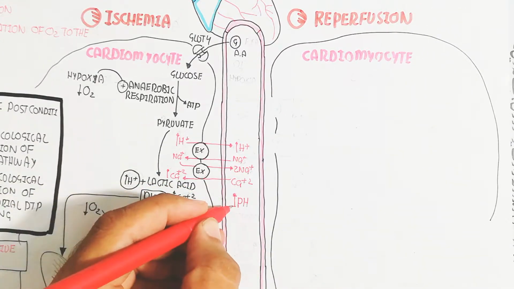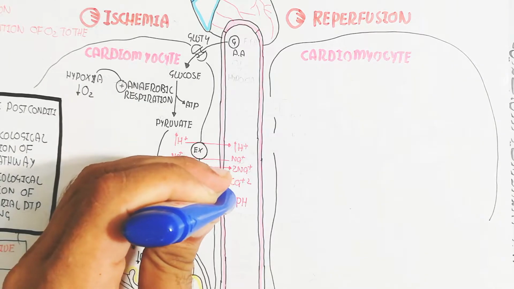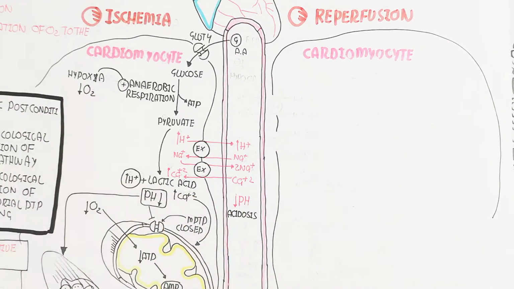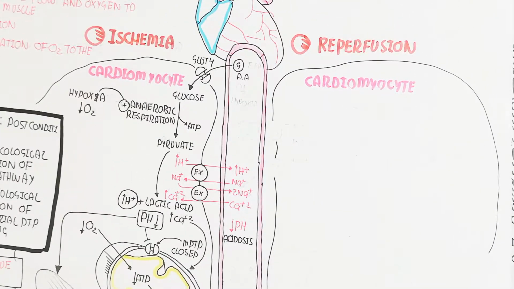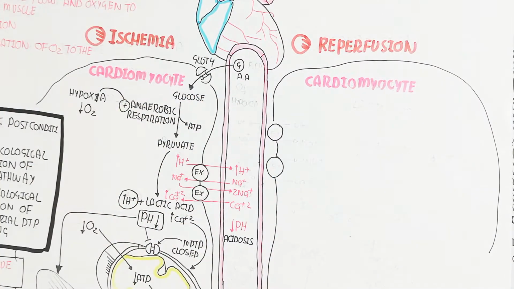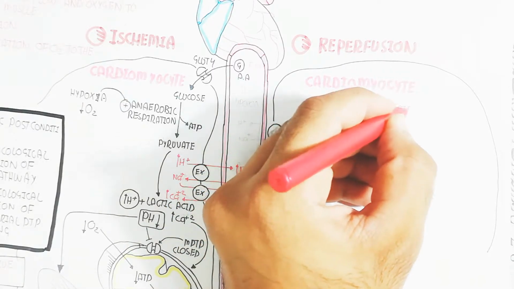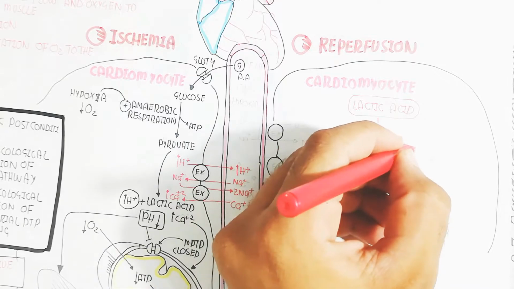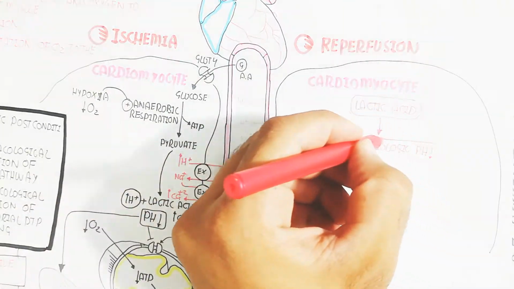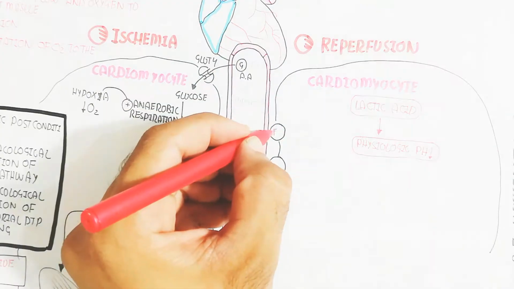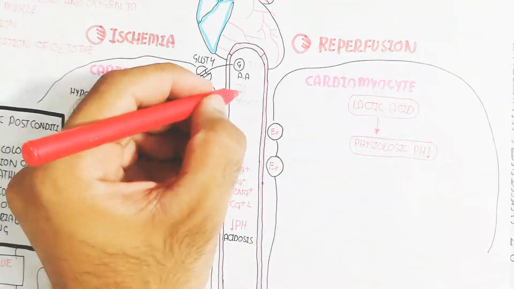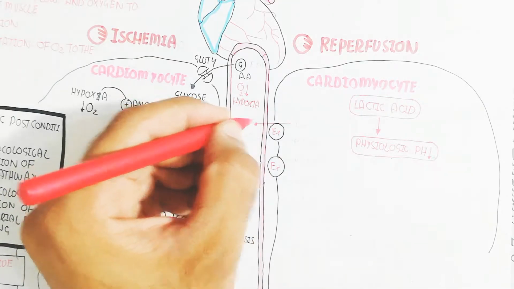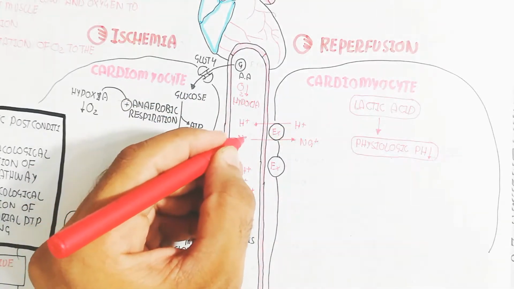Here the protons move out into the blood circulatory system, and ultimately acidosis can occur. Sodium moves inside, while calcium also moves inside through the sodium-calcium exchange. The calcium increase leads to inhibition of the MPTP, which remains closed. Here you can see the cardiomyocyte in which lactic acid is produced and the physiological pH drops.